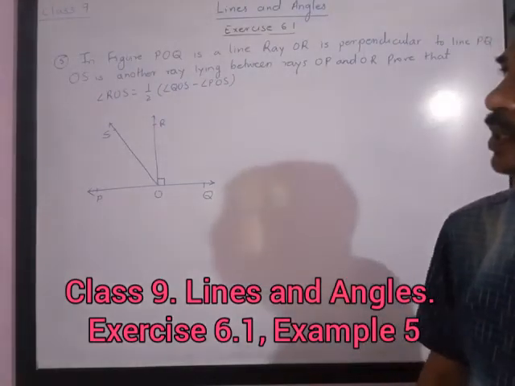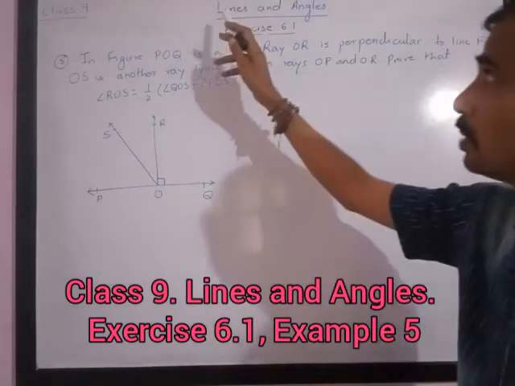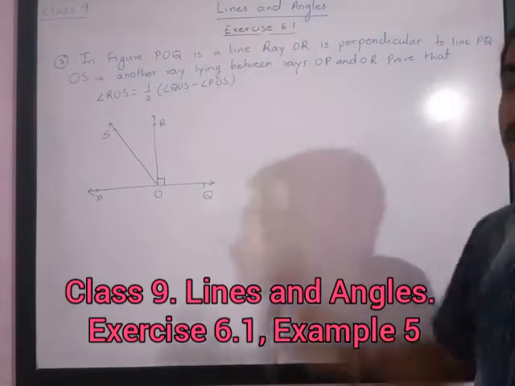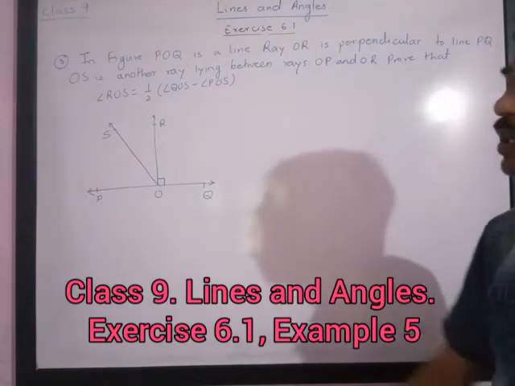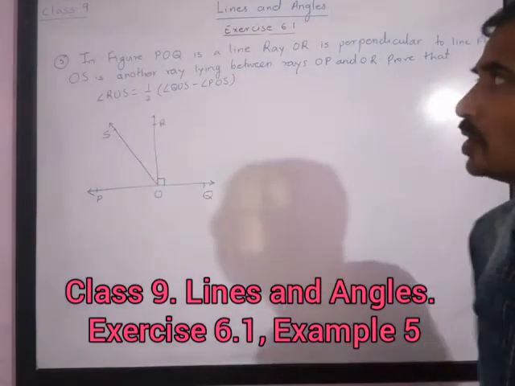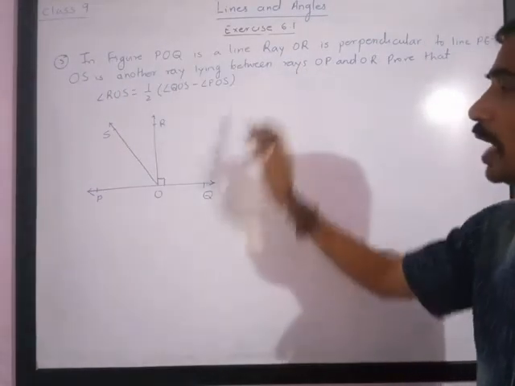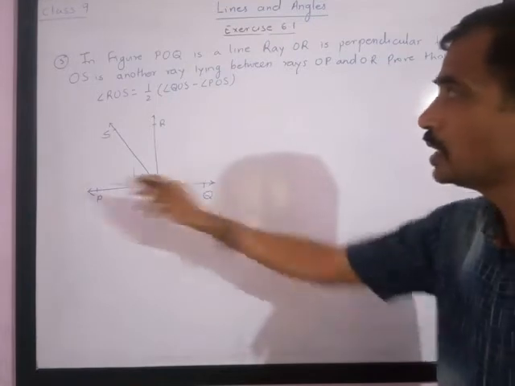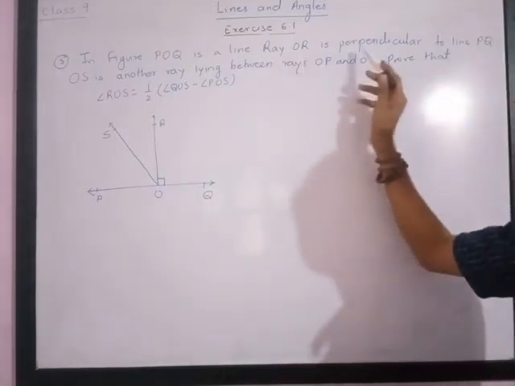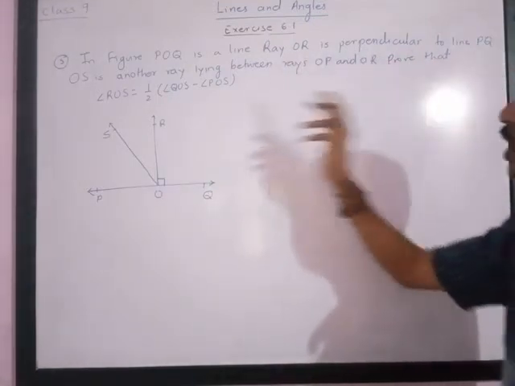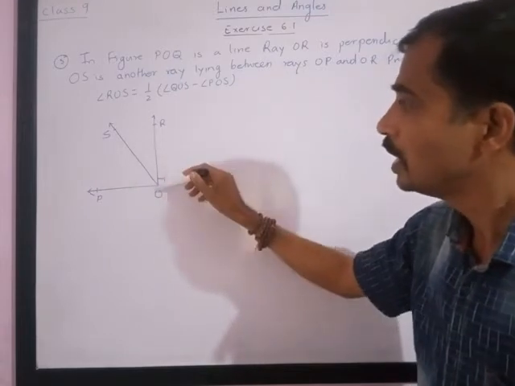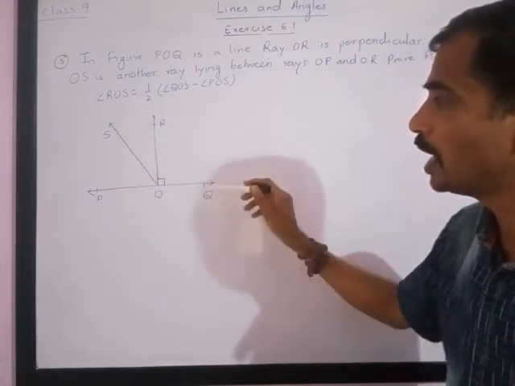Dear friends, in class 9 we have the 6th chapter, Lines and Angles, and we are solving exercise 6.1. In 6.1 we are solving the 5th question. In the figure, POQ is a line. This POQ is a straight line. Ray OR is perpendicular to line PQ at O.